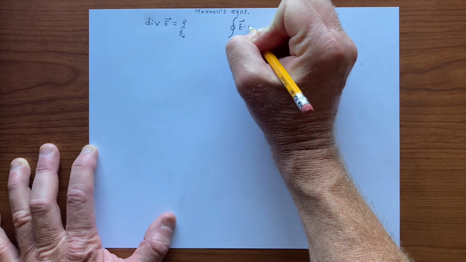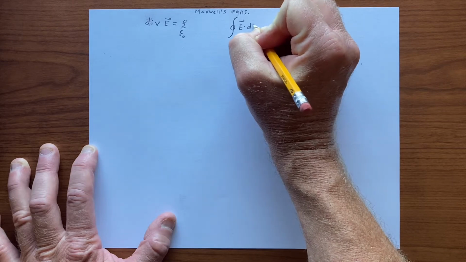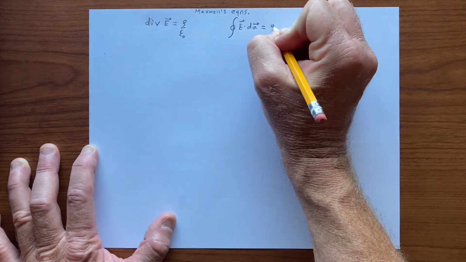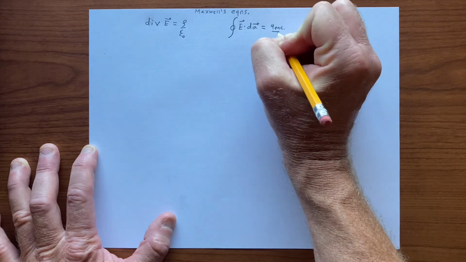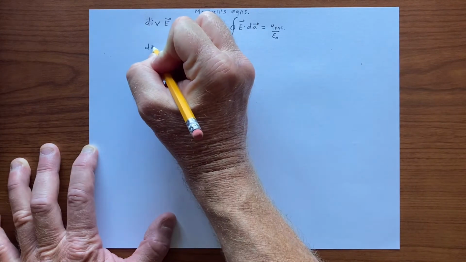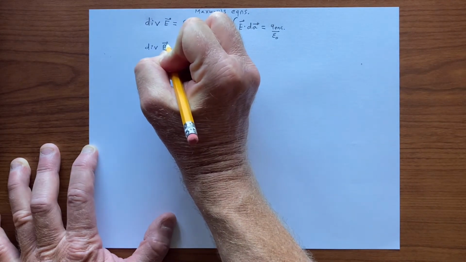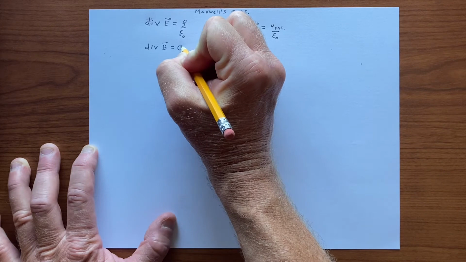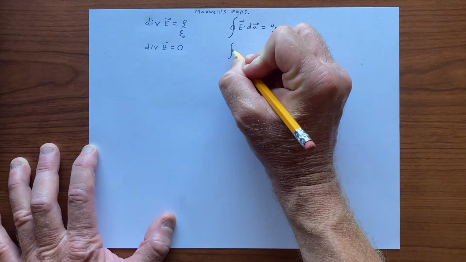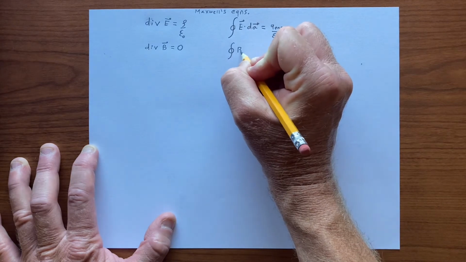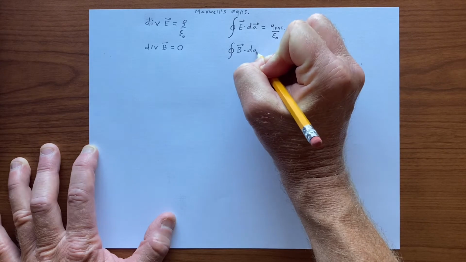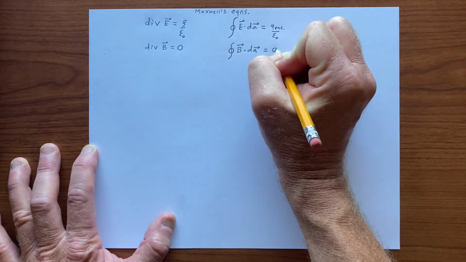The closed surface integral of the electric field is equal to the charge inside that closed surface divided by a number. The divergence of the magnetic field is 0 because magnetic fields don't diverge away from current. They circle around the current. So Gauss's law for magnetism is not terribly interesting.